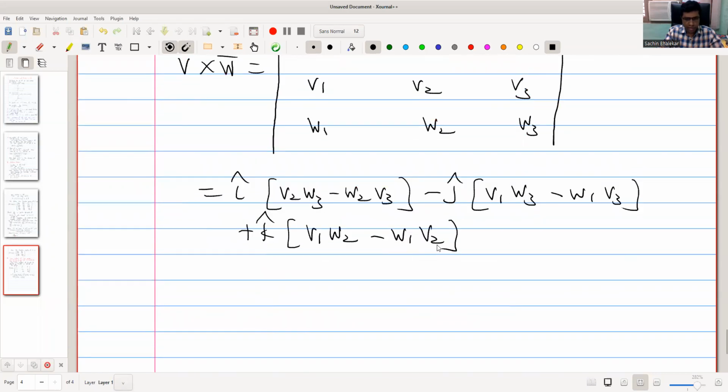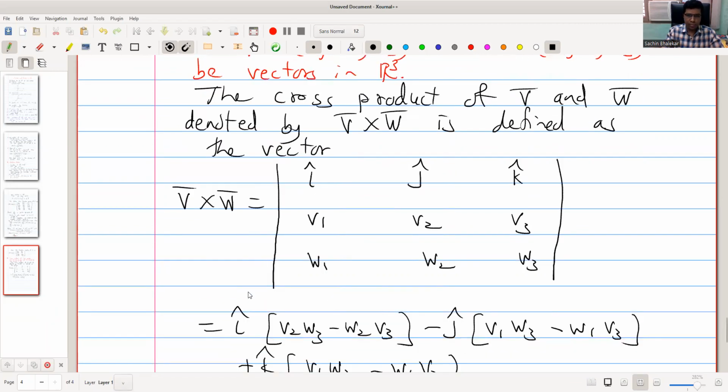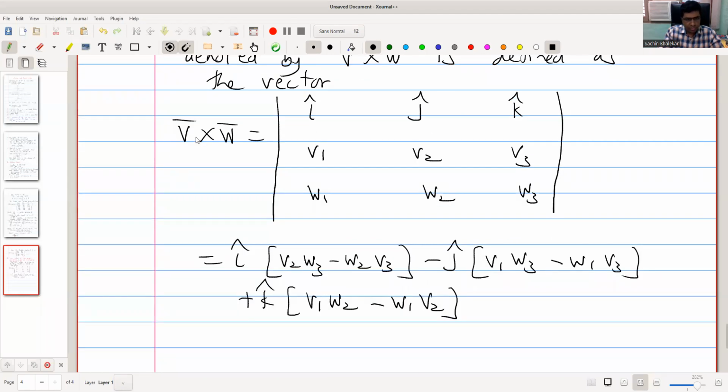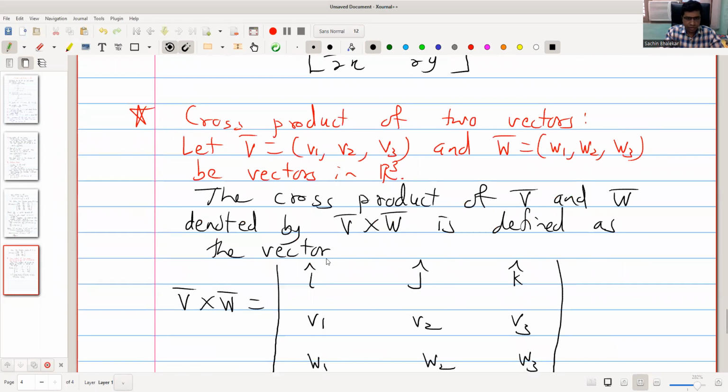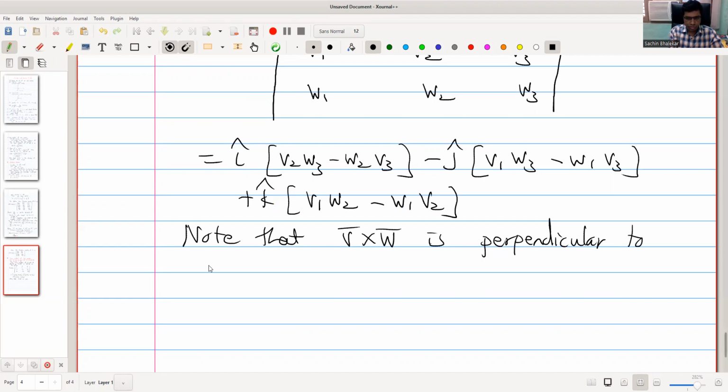This cross product is a vector which is perpendicular to both v bar and w bar. Okay, so if we are in a plane, then we can't have something which is perpendicular to both vectors in that plane. Okay, so here, if we consider v bar and w bar in R3, then we can define this cross product and note that v bar cross w bar is perpendicular to both v bar and w bar.